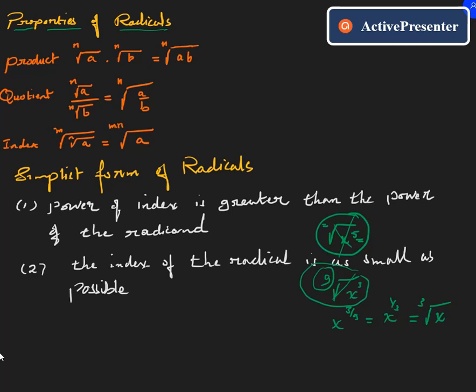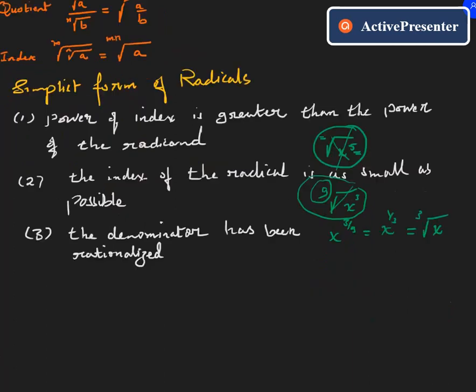The third rule in putting radicals in the simplest form is to rationalize the denominator. Okay, the denominator should be rationalized. For example, a radical written like this, in which it is not rationalized, is not written in the simplest form.